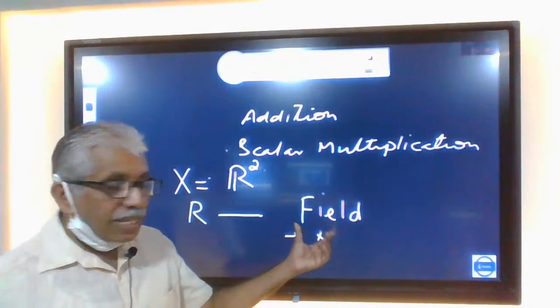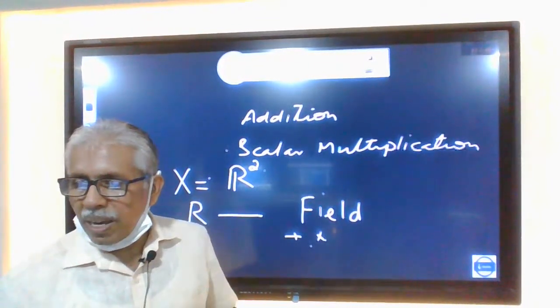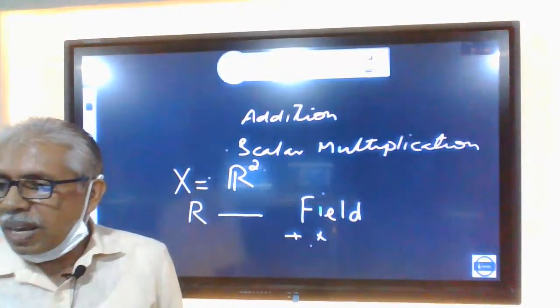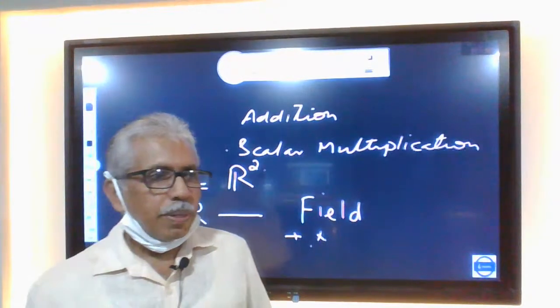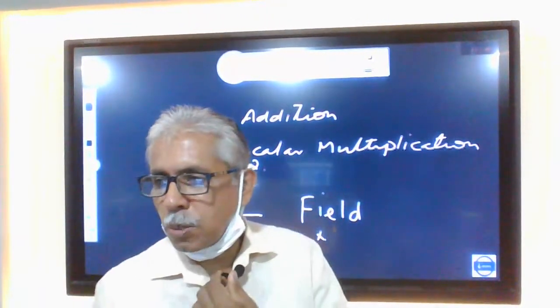Then you will say a set with these two algebraic structures is a field. The simplest field you can think of will be, excuse me, one minute.